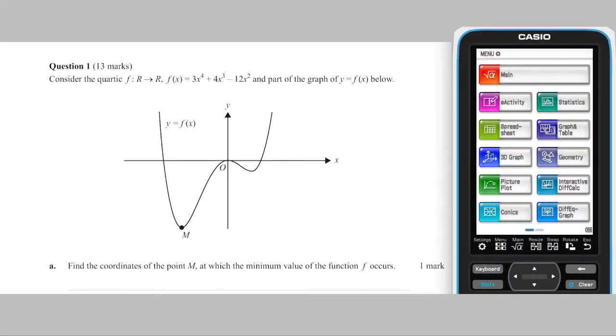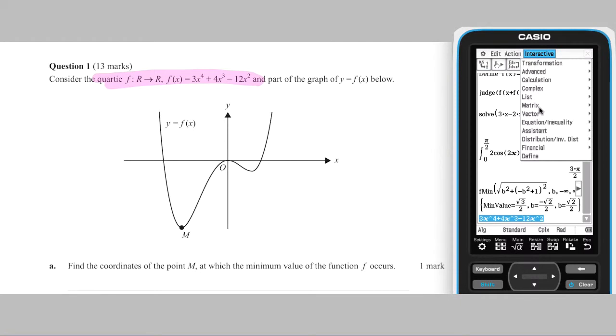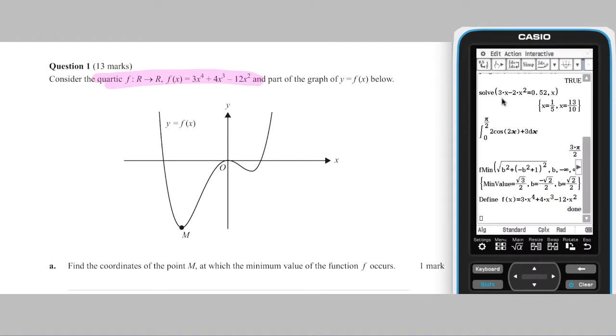Question 1. This question has us considering the quartic function f of x. Looking at what comes ahead, it seems like we're going to perform a number of computations upon f of x. Hence, it's probably worth defining it on our ClassPad. Right, now that that's done, let's get down to business.